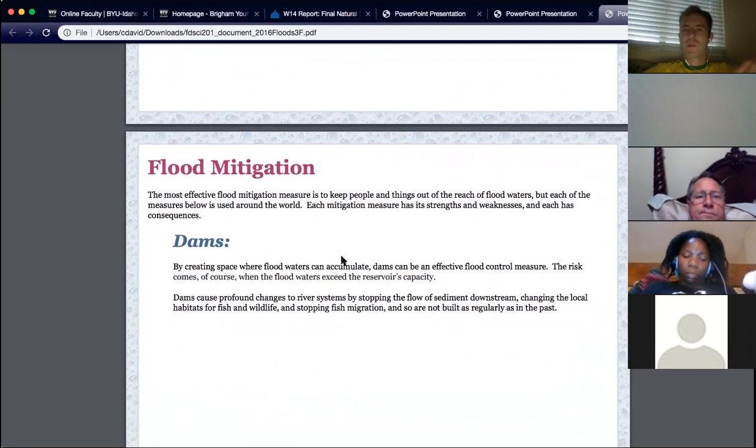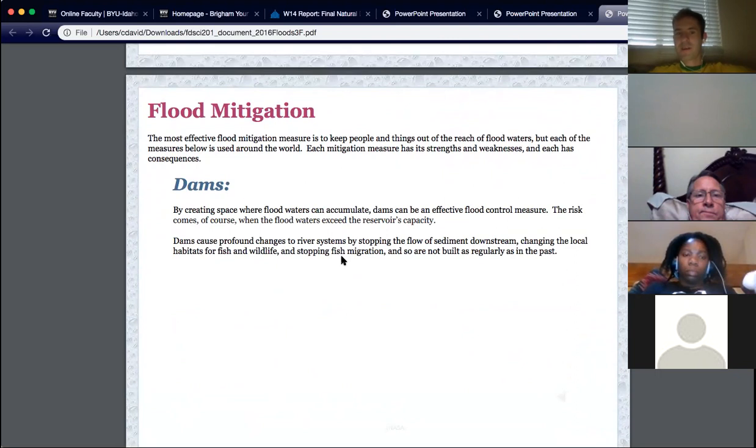Then there's a couple of things we'll just go over briefly real quick with flood mitigation. Dams, obviously, you can create a dam so the water can accumulate, and then you can control water levels. So this is a really good way. You can fill up a reservoir, which can prevent flooding. Where your risk comes is if you have too much water for even the dam, then you can start overflowing your dam and your spillways.